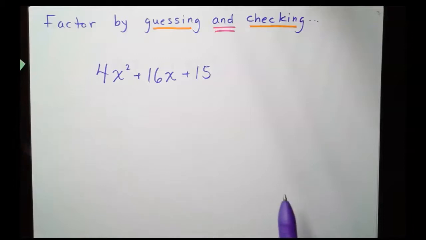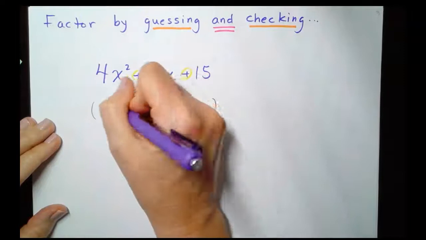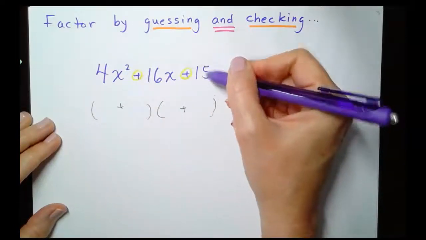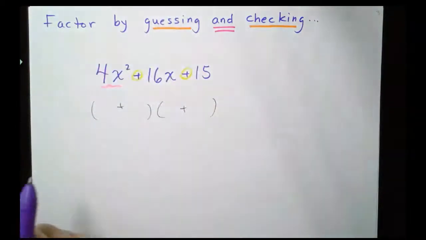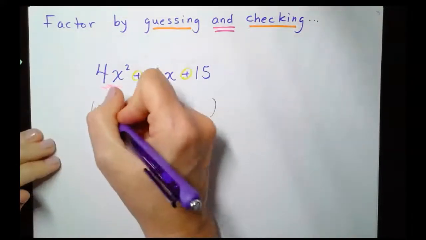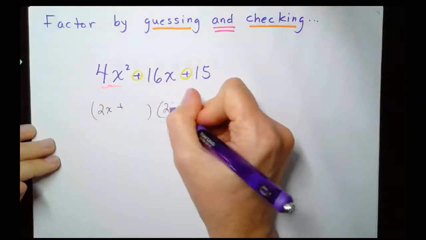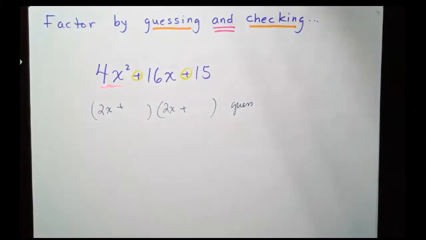Now, what I do know to be true in this first example is that plus plus is still going to be plus plus. Still, always. Plus plus in the polynomial, plus plus in the factors every single time. But we are going to start by focusing on the first term here. First term is 4x squared. So what times what is 4x squared? Let's try 2x and 2x. Because remember, we're making a guess. And that guess is going to be followed by a check.